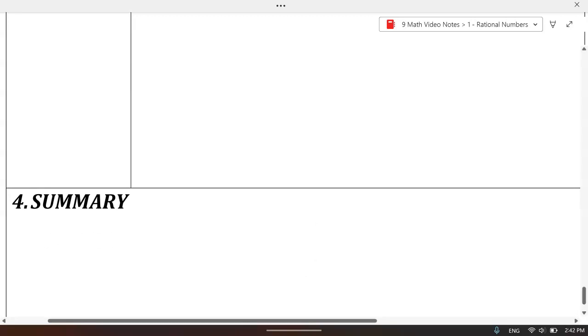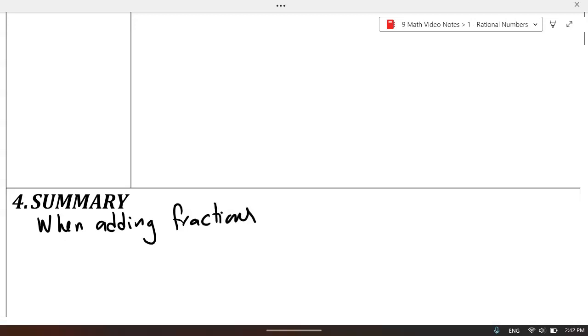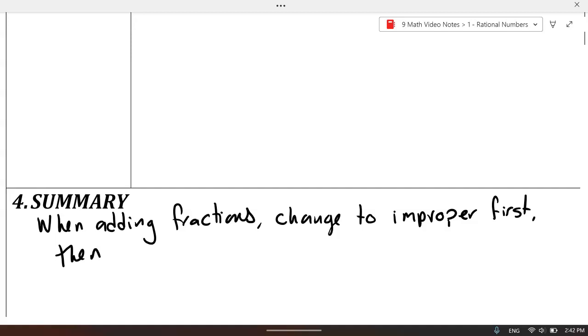Okay, well, when adding fractions, change to improper first if needed. Then find the common denominator.